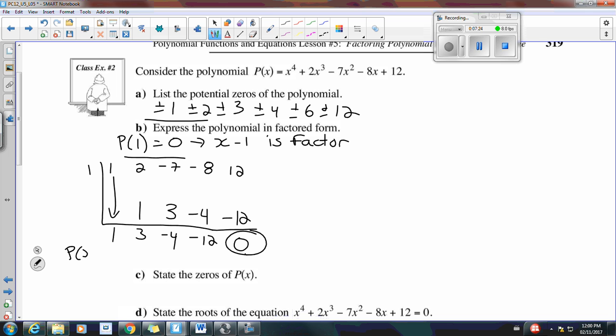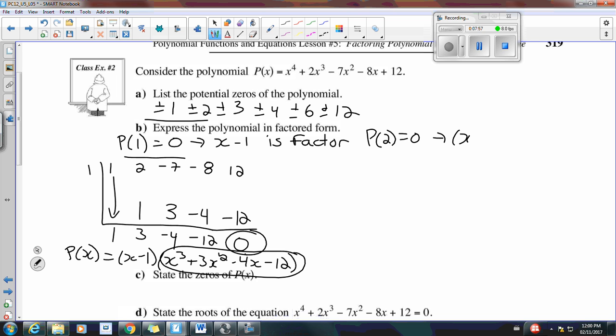So right now we know that p of x is equal to x minus 1 times x cubed plus 3x squared minus 4x minus 12. So now we need to repeat the process with x cubed plus 3x squared minus 4x minus 12. And if we do this, we find that p of 2 equals 0. It would also make the original equal 0. So this tells us we have a factor of x minus 2.